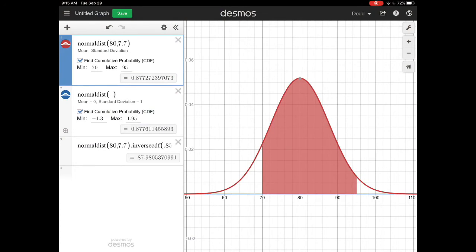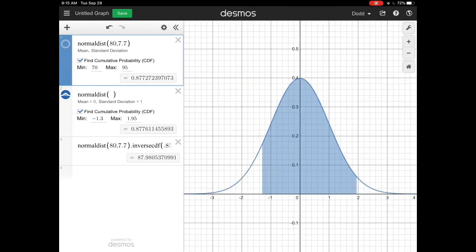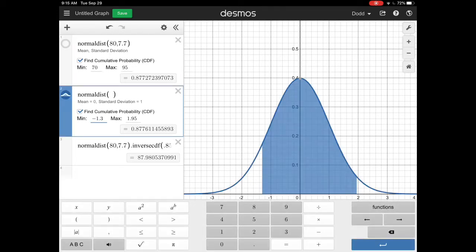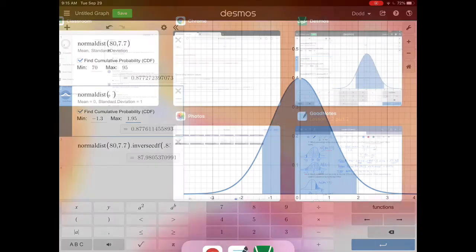If you are doing it on Desmos, you'd want to either put it in directly with this normal distribution with 87.7 as is in red here, or you can keep it as the standard normal and put it in with z-scores. Notice you'll get pretty much the same. You'll have a slight variation because the 1.3 and the 1.95 are rounded values. The next line is for the next problem, so we'll come back to that in just a second.